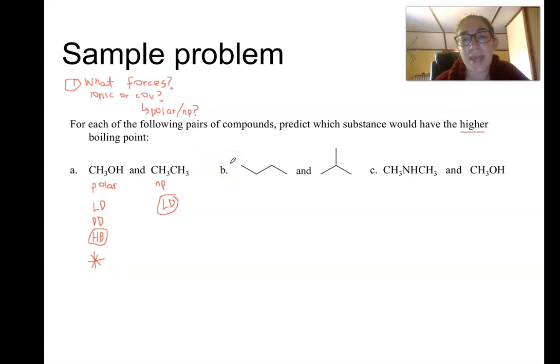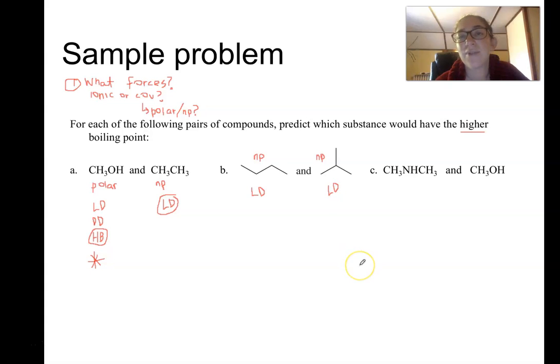Now let's go over to B. In this case, we have two hydrocarbons. Both of these are just carbons and hydrogens. They're both nonpolar, so I'll put an NP. So they're both nonpolar, and that means they both have London dispersion forces, right? That's the only thing that nonpolar molecules can have.